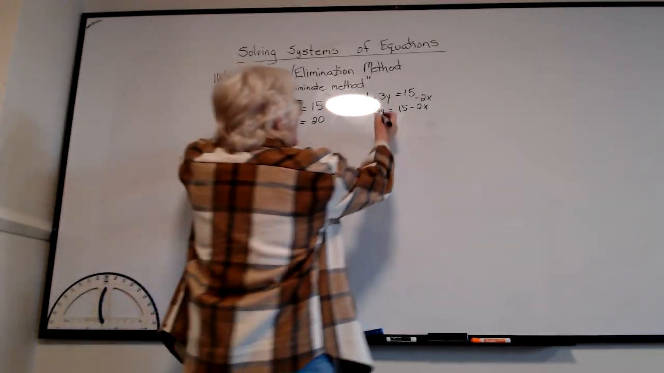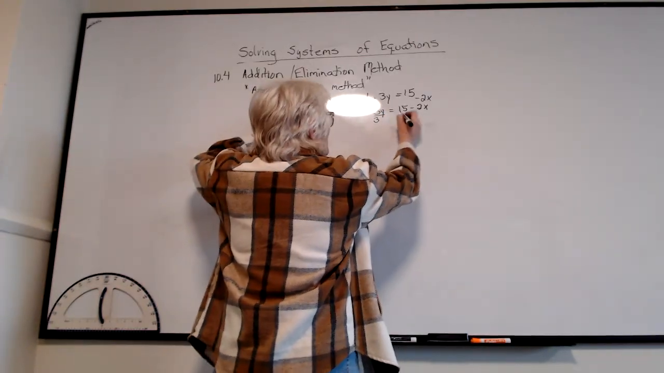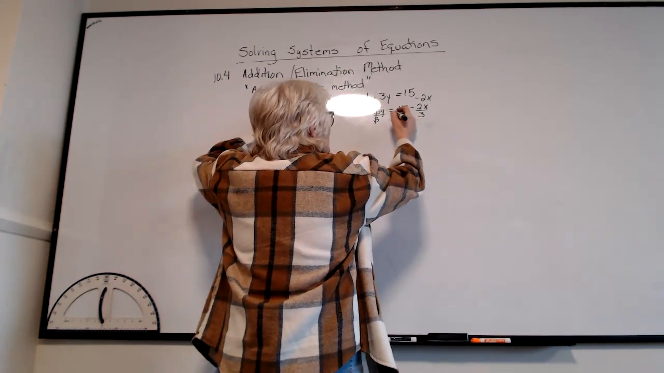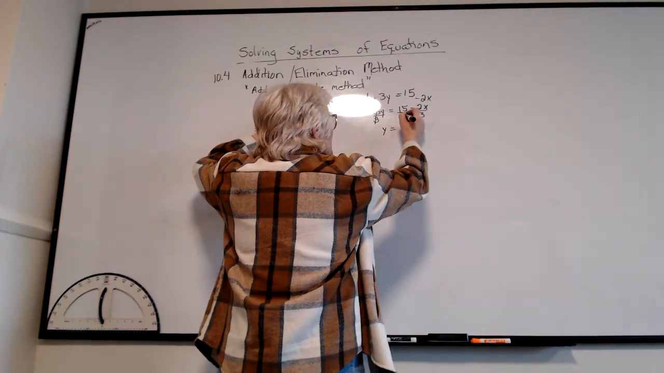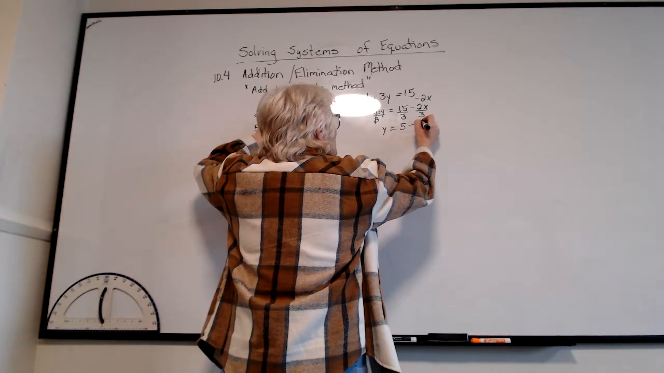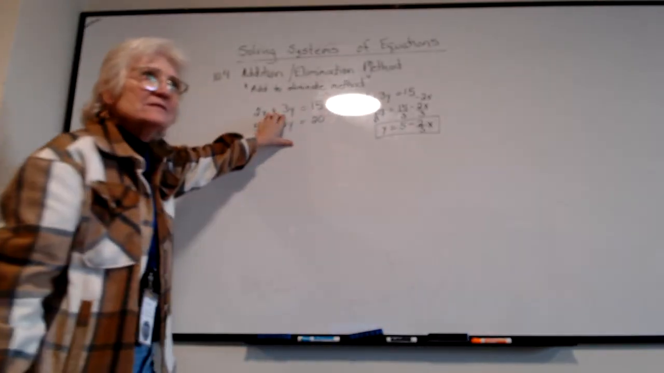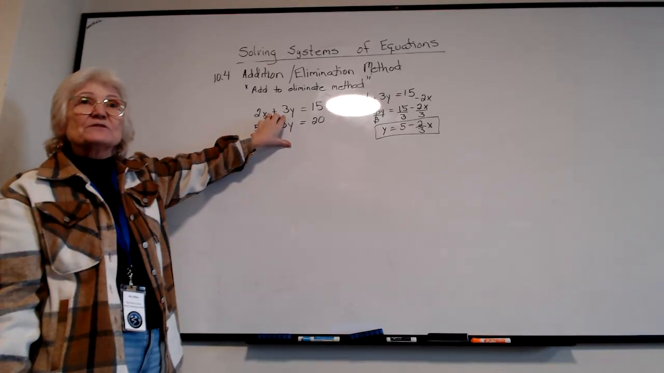Okay. I need to get y by itself. I'm going to divide by 3, so that means I have to divide each of these by 3. So this gives me y equals 15 divided by 3 is 5 minus 2/3 x. I now have what y is, correct? I have it in slope-intercept form.